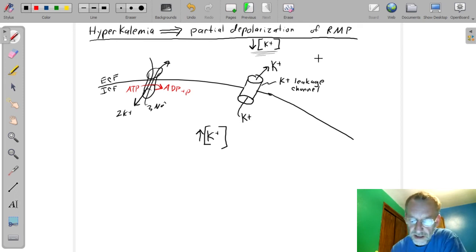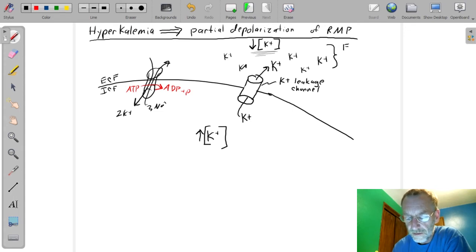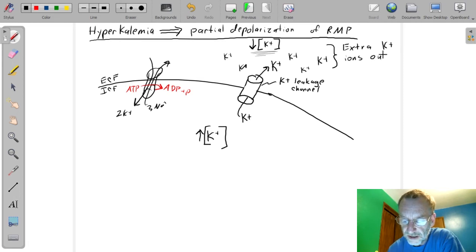But we now have more potassium ions outside the cell. So we'll just draw a few extra potassium ions outside the cell. It doesn't take much of an increase to have dramatic effects. Extra potassium ions outside the cell. That's our hyperkalemia.